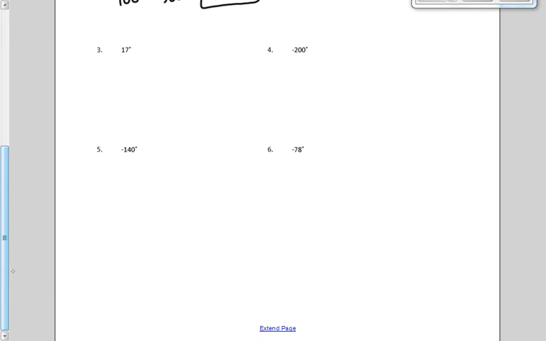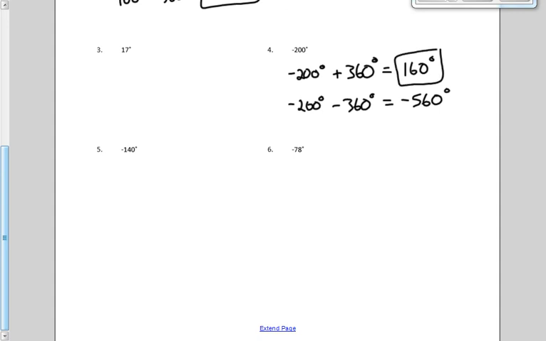Now the same thing happens here if I have a negative 200 degrees. I want to find a positive one, so I'm going to go around the circle in the positive direction. So negative 200 plus 360 is 160 degrees. Then from negative 200, I'm going to subtract 360 degrees to go around the circle the other way, which gives me negative 560 degrees. And these are my two coterminal angles. One is positive and one is negative. If you go around the circle and you don't come out with a positive one, then you need to go around the circle again. It needs to come out to be positive.